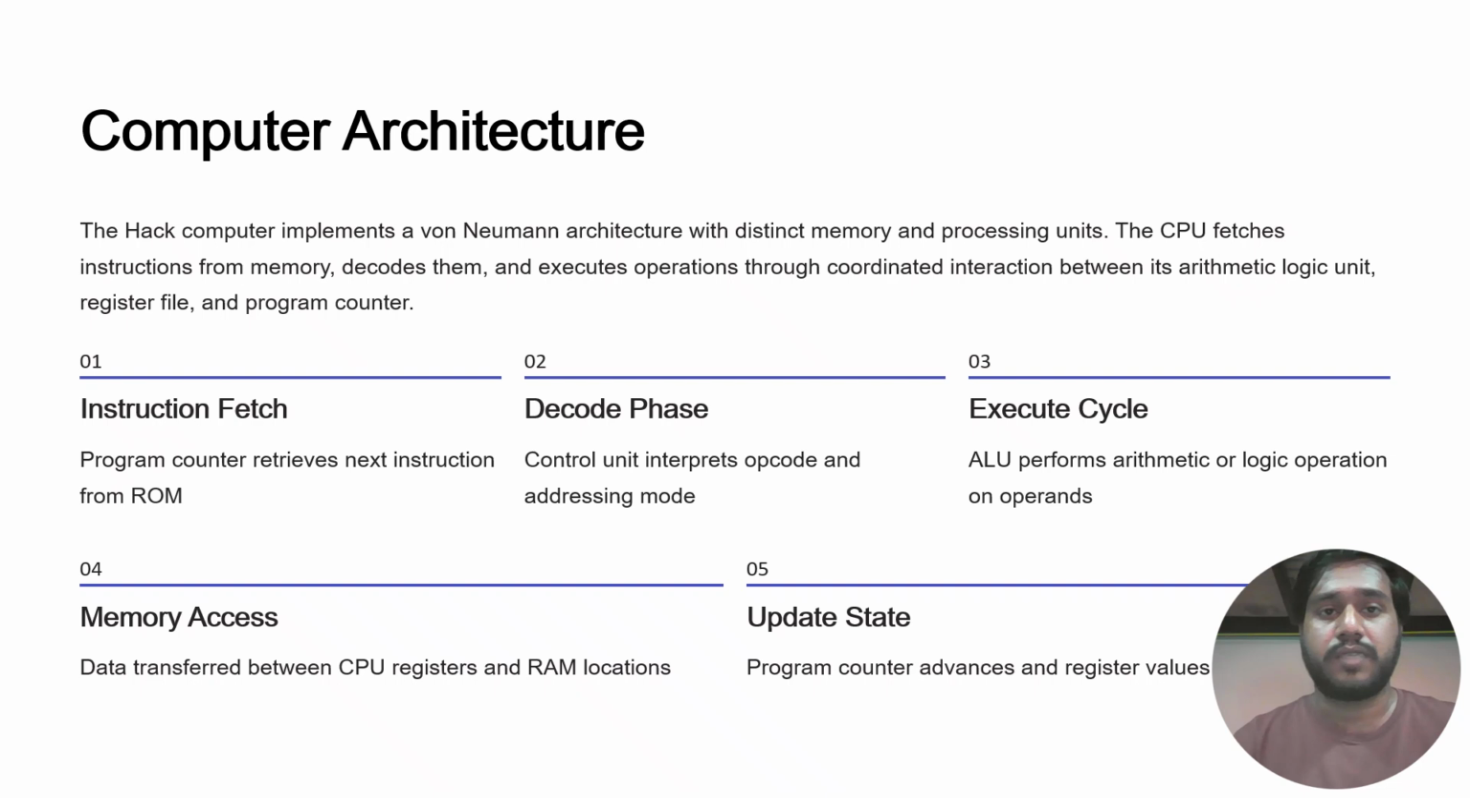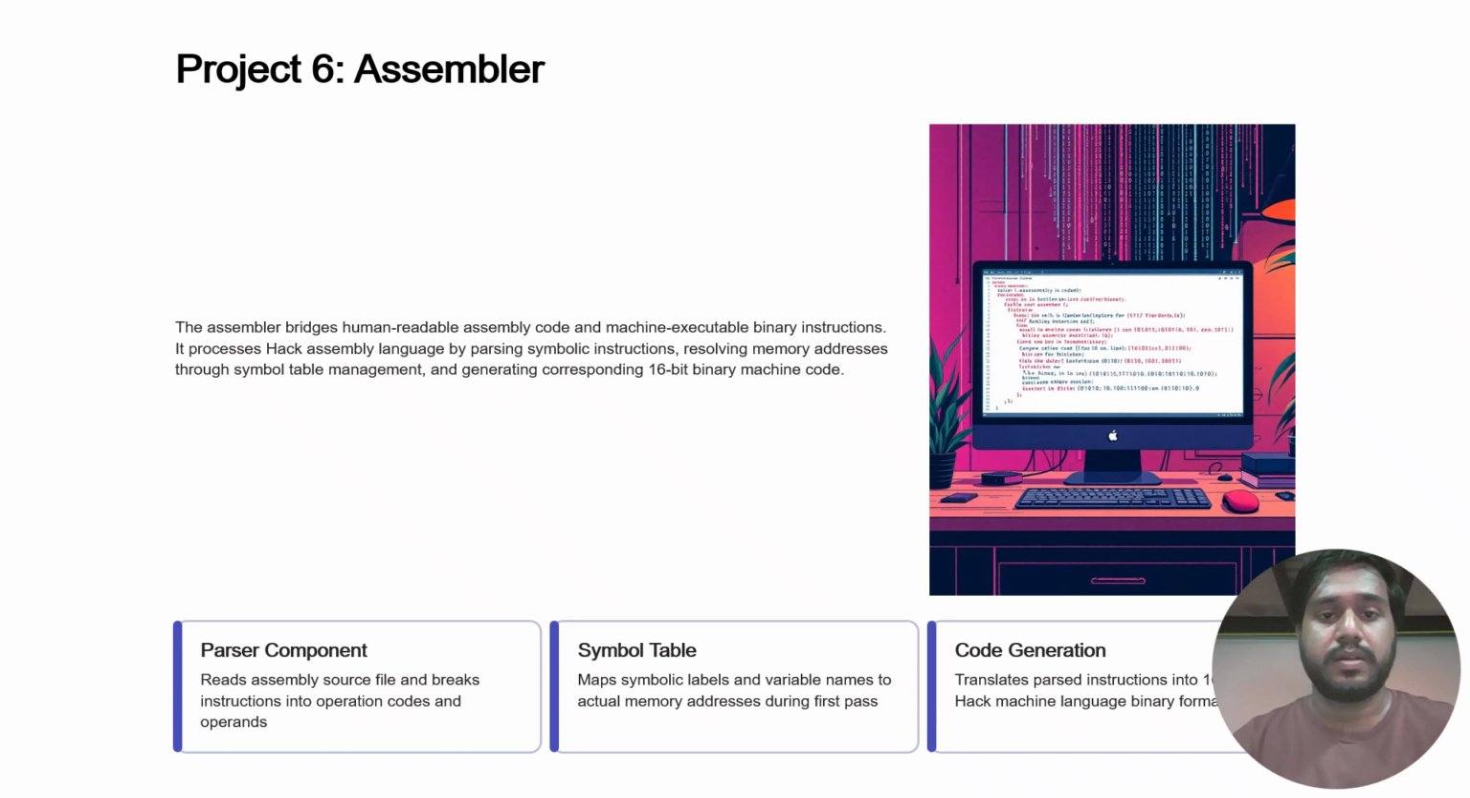The Hack computer follows the von Neumann architecture. The CPU fetches instructions from memory using the program counter. It then decodes the instruction to determine the operation. The ALU executes the operation and updates registers. This cycle repeats continuously during program execution.